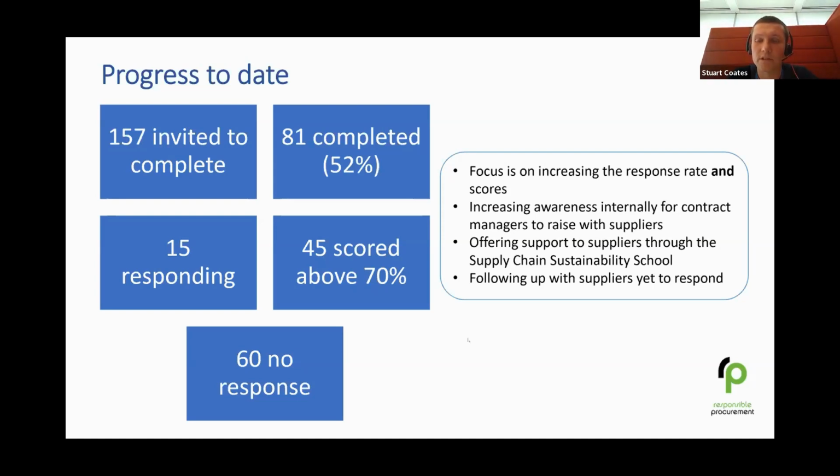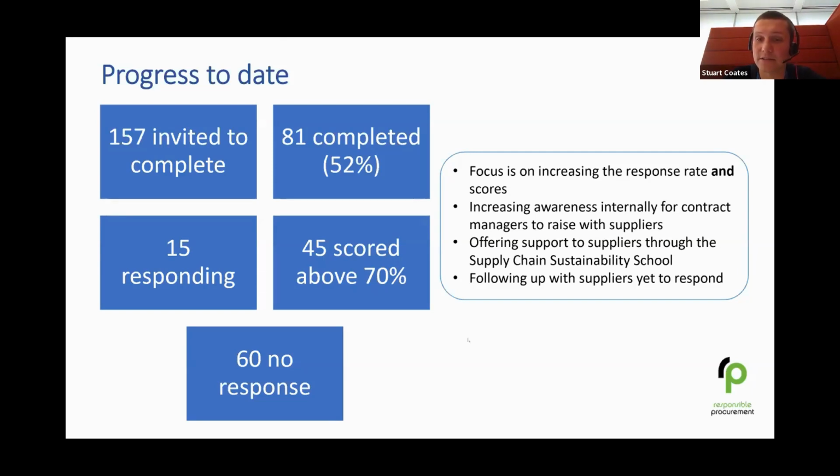So, we started off with a slightly softer approach, but maybe we now need to start really talking about this from a risk management perspective with those that haven't responded to us. And we've got 15 that are in the process of responding, and looking at scores, 45 of our suppliers out of the 81 have scored above 70. So a decent percentage of those that have completed.